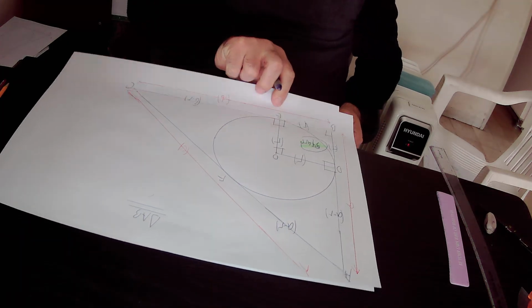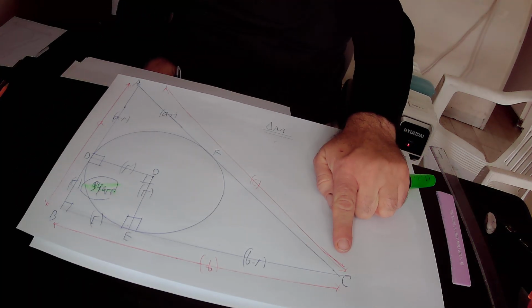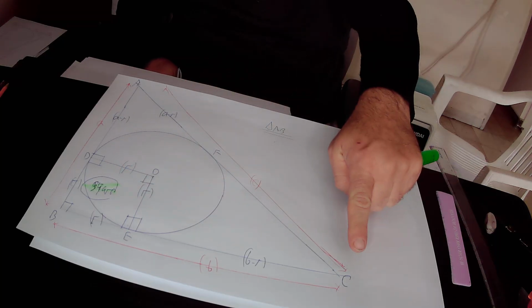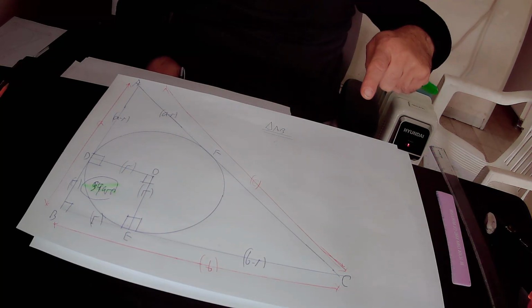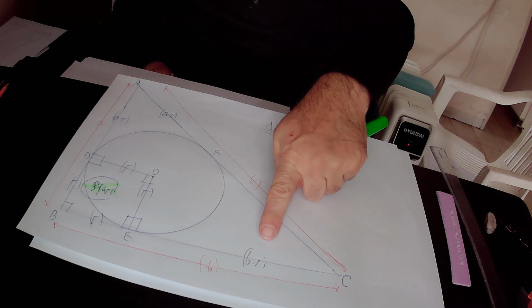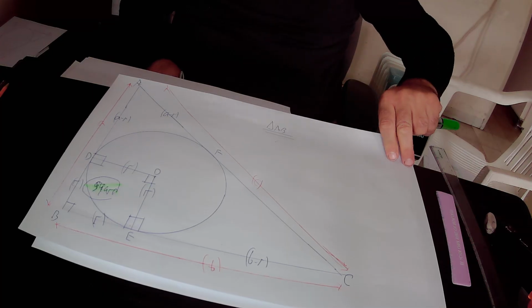Likewise, we focus on this common external point, point C. From this common external point C, we have two tangents to this circle, tangent CE and tangent CF. And according to rule 2, they are equal to each other. That is to say, CE equals CF. But CE equals B minus 1, and therefore CF must also be equal to B minus 1 unit in its length.